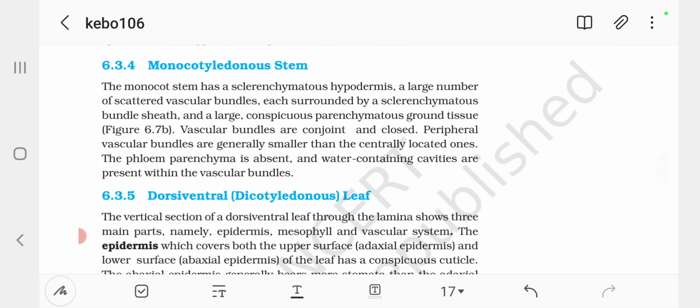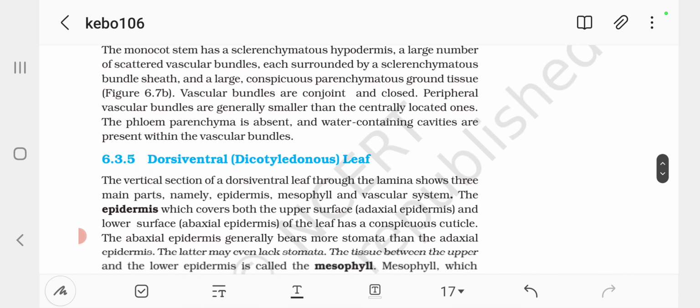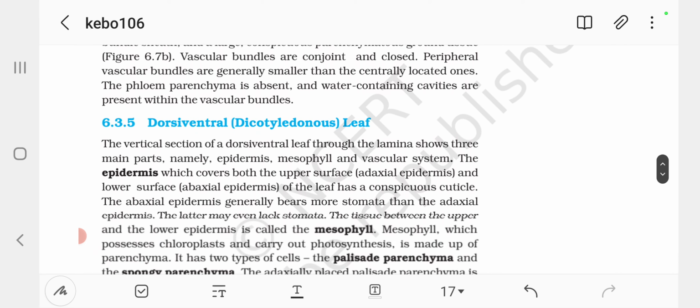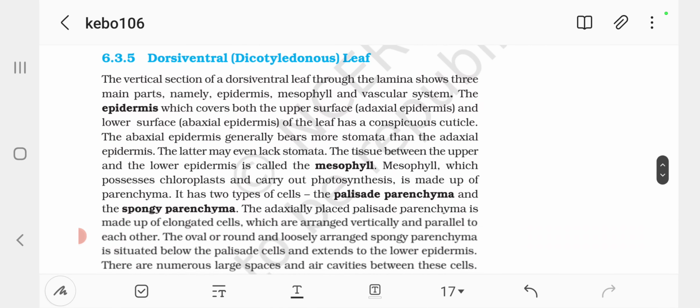The monocot stem has sclerenchymatous hypodermis, a large number of scattered vascular bundles, each surrounded by sclerenchymatous bundle sheath, and a large conspicuous parenchymatous ground tissue. Vascular bundles are conjoint and closed. Peripheral vascular bundles are generally smaller than the centrally located ones. The phloem parenchyma is absent and water-containing cavities are present within the vascular bundles.